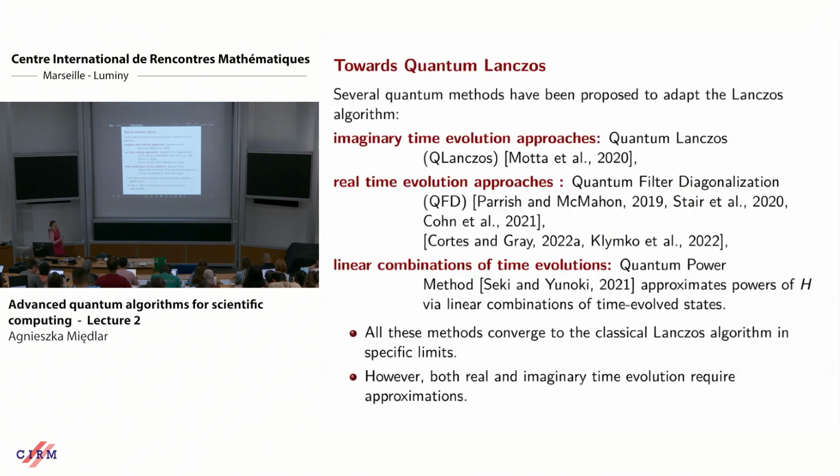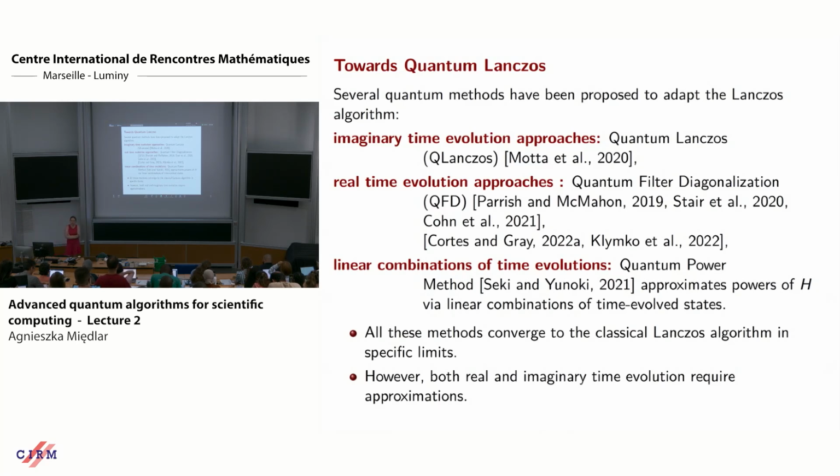So there were attempts toward what we now call quantum Lanczos. There are several quantum methods that have been proposed to adapt the original Lanczos algorithm. Imaginary time evolution, I mean, we could make weeks of lectures on that, I think. Super interesting idea. Real-time evolution, so Q-Lanczos was introduced within the same group at IBM. Then there are real-time evolution approaches using what is called quantum filter diagonalization.